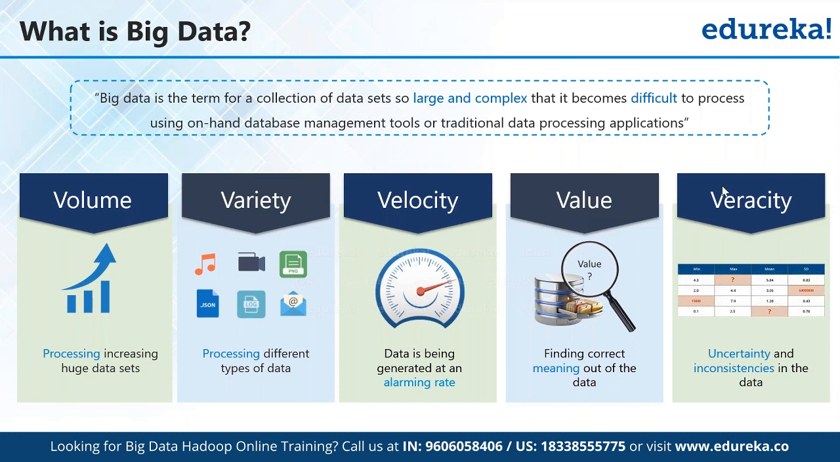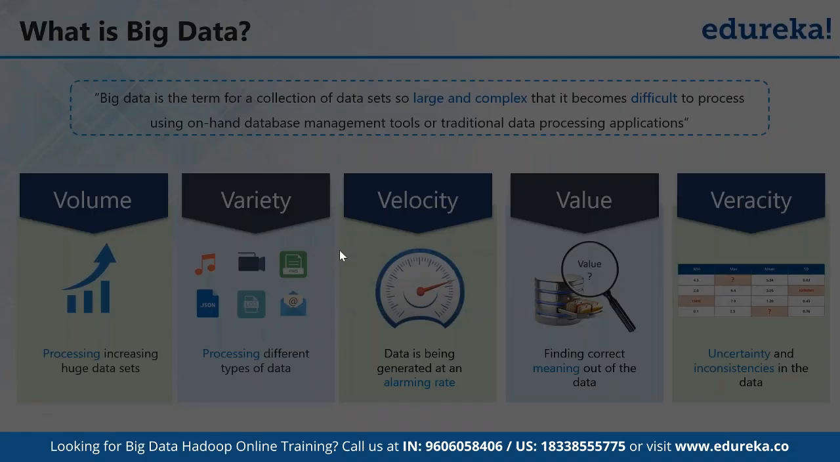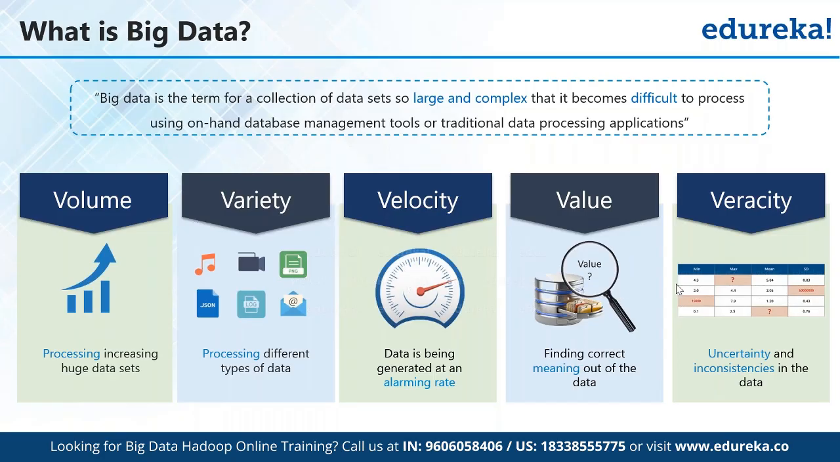Now, if you try to put that into a definition, big data is the term for collecting data sets which are so large and complex that it becomes quite difficult to process using on-hand database management tools or traditional data processing systems. So please understand, this is typically the definition of big data. As I told you, there is no uniform definition as such, but these are the parameters on which a particular data set is considered big data.